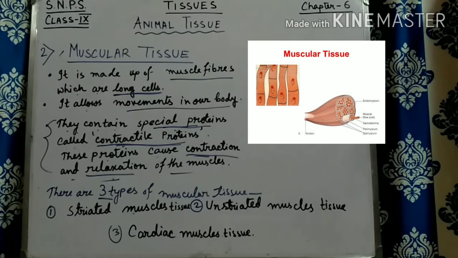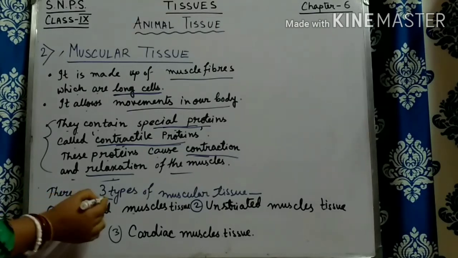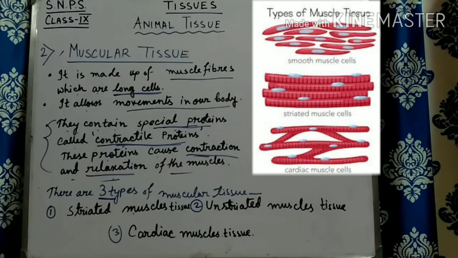As we have seen earlier, there are three types of muscular tissue. They are striated muscle tissue, unstriated muscle tissue and cardiac muscle tissue. These types of muscular tissue are present inside our body, so let's see the structure and function of them.